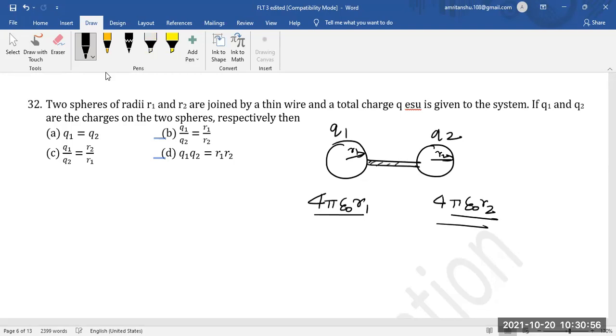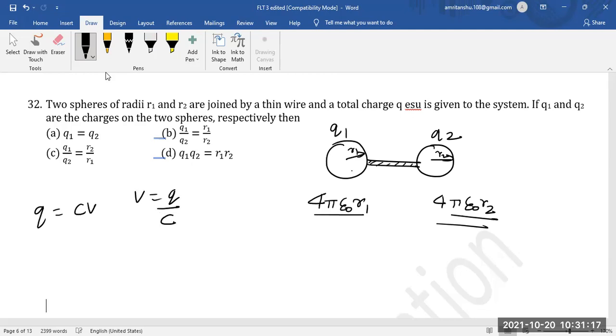So what is going to happen? Potential is going to remain same. When we connect two capacitors, potential becomes same. So these two spheres are going to come to same potential. So we know Q is equal to CV, potential is going to be same. So V is equal to Q by C.